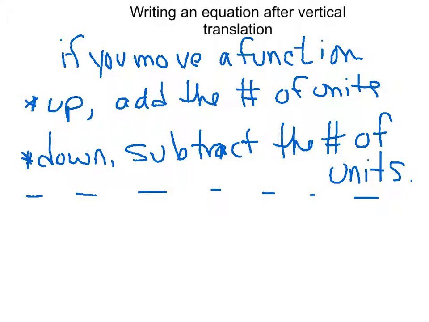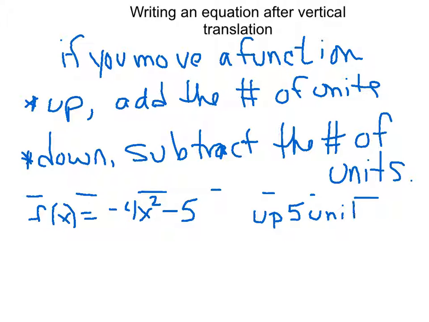So let's just do an example. Let's say that we have the function f of x equals negative 4x squared minus 5. And they want to know what the equation looks like after we move the function up 5 units. So all we do to figure out the equation is we're going to add a 5 to the equation that's already there. So it's going to take negative 4x squared minus 5, which is the original equation, plus 5 because we've moved it up. Now we just look for any like terms to combine.